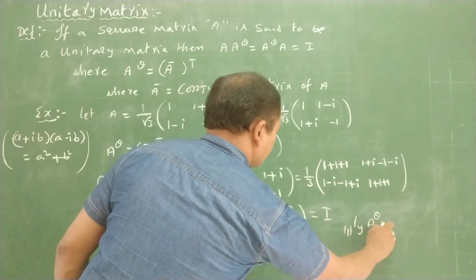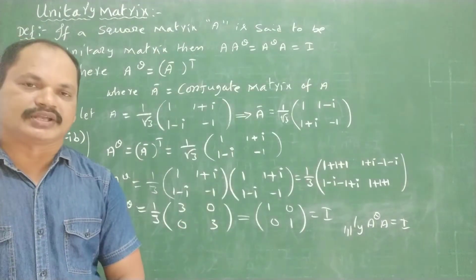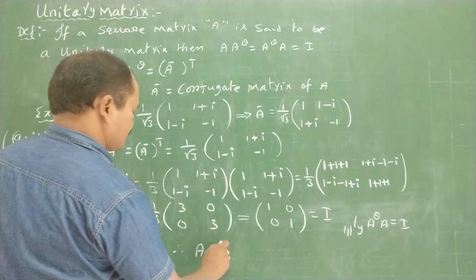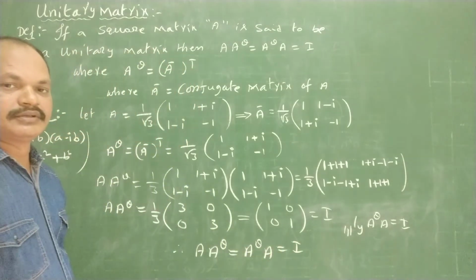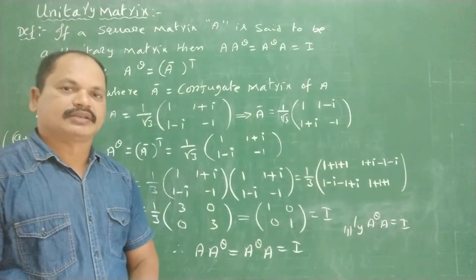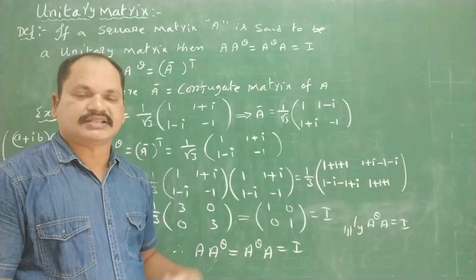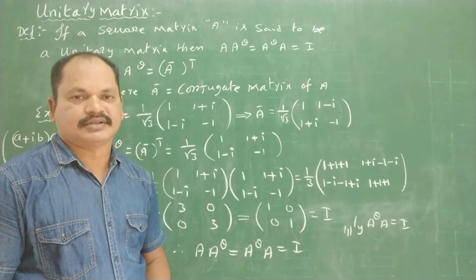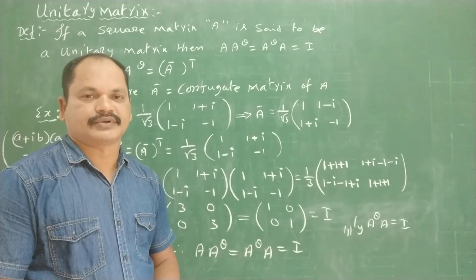Okay. Similarly, A power theta into A is also I. Therefore, A into A power theta is equal to A power theta into A is equal to I. Okay? That's why this is called a unitary matrix. This concept is very important, especially for competitive exams like JEE Mains and Advanced. Okay, that's the concept of unitary matrix.